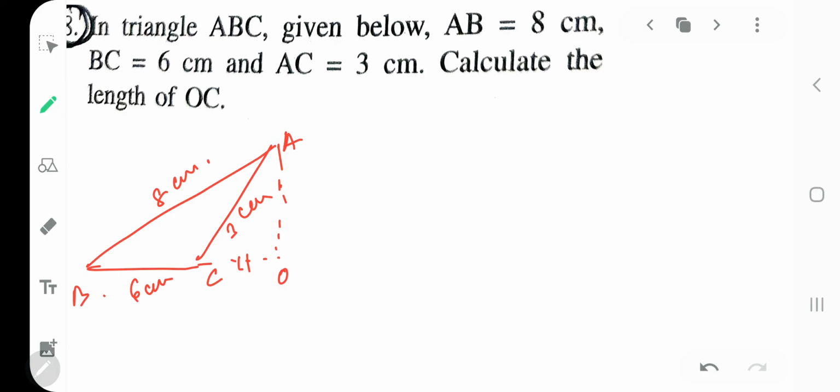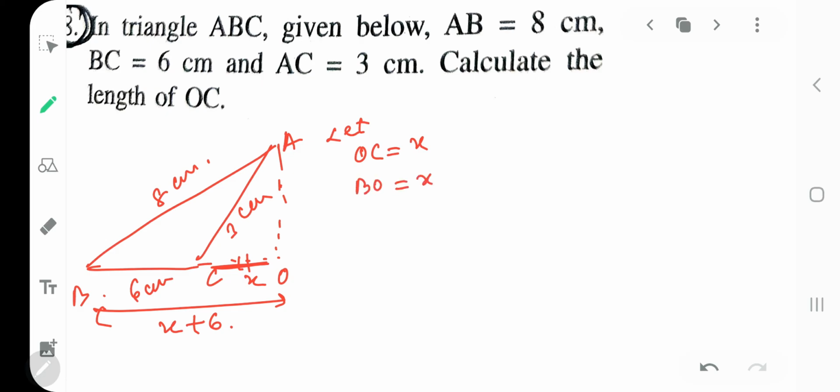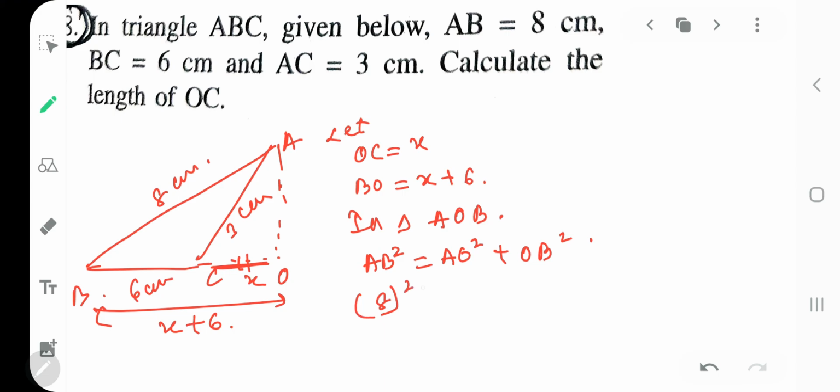Let's start. My dear kids, I do not have the value of CO. So let CO be X. If I keep this as X, my BO will become X plus 6. So if I go now in the bigger triangle, that is triangle AOB, I will have AB square is equal to AO square plus OB square. AB is 8, so 8 square is equal to AO square plus OB, that is X plus 6 the whole square. So that will go 64 is equal to AO square.